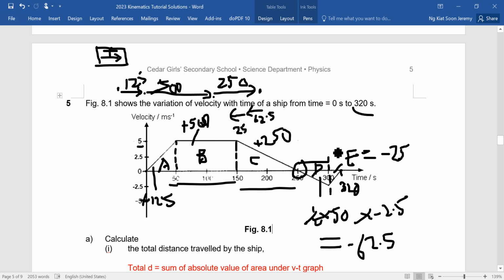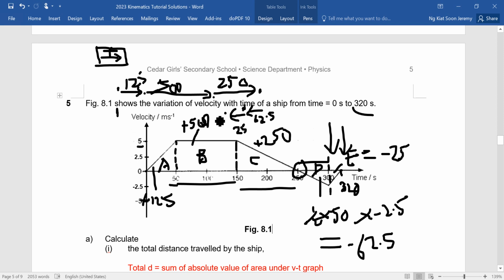What's the displacement at this time, which is t equals 300? Then I have to figure out that at time t equals 300, I'm here. Can you see that? So my actual displacement is from here to here. And finally, what's the displacement at time t equals 320, which is here? Then I will be here because I move back by 25.